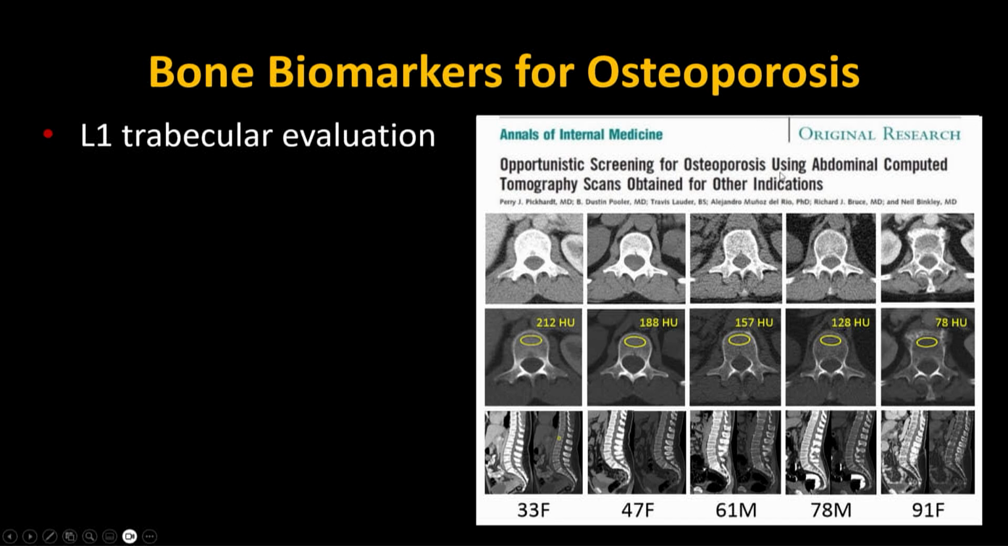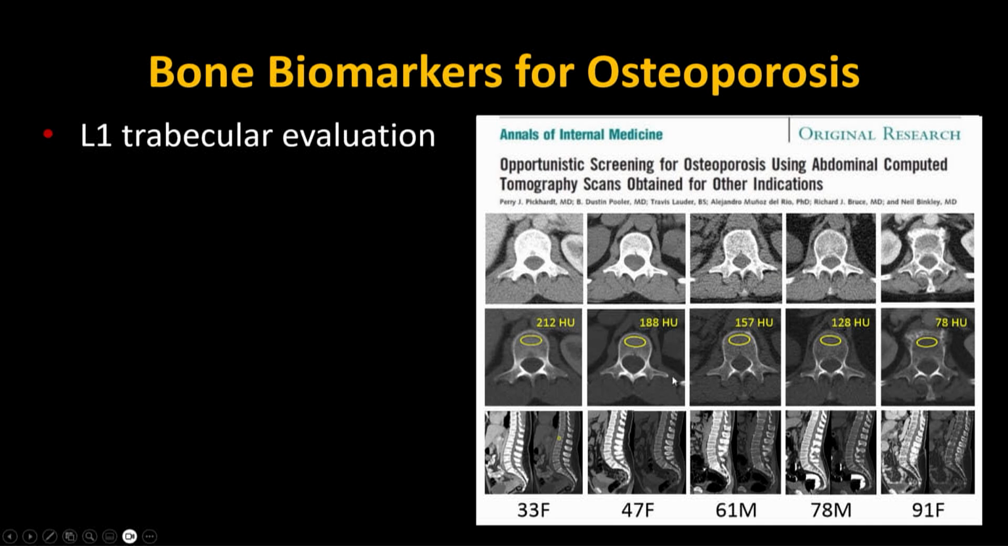This was now over a decade ago, just doing a manual region of interest at that L1 level. And I think you can see here just visually, as we go from someone with normal bone mineral density all the way down to osteoporosis. Once we get under 100, definitely under 90, we're getting into not only osteoporosis, but fracture risk significantly increases at that level. I think with soft tissue windowing, you can really appreciate how you can see the bone mineral density decrease visually.